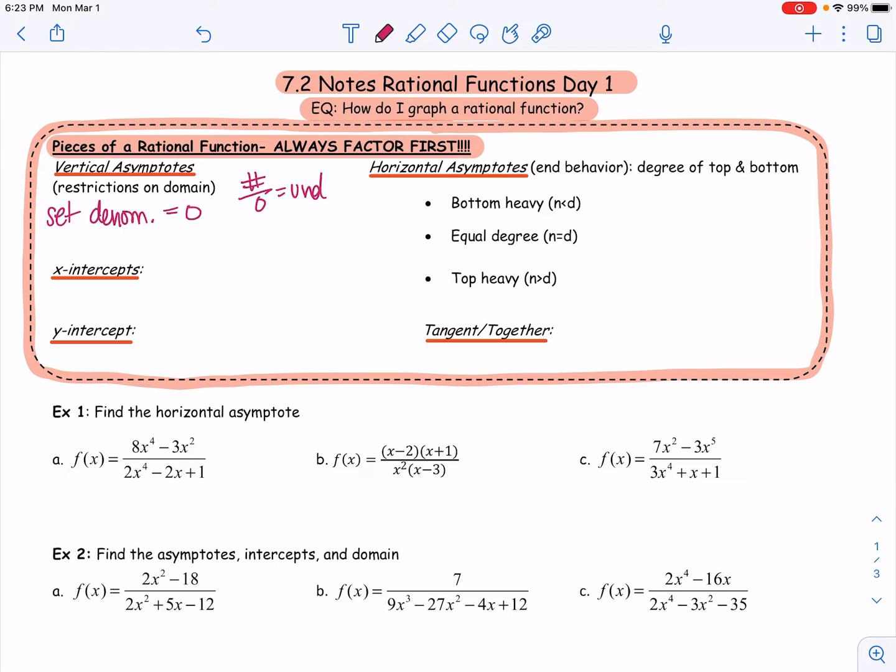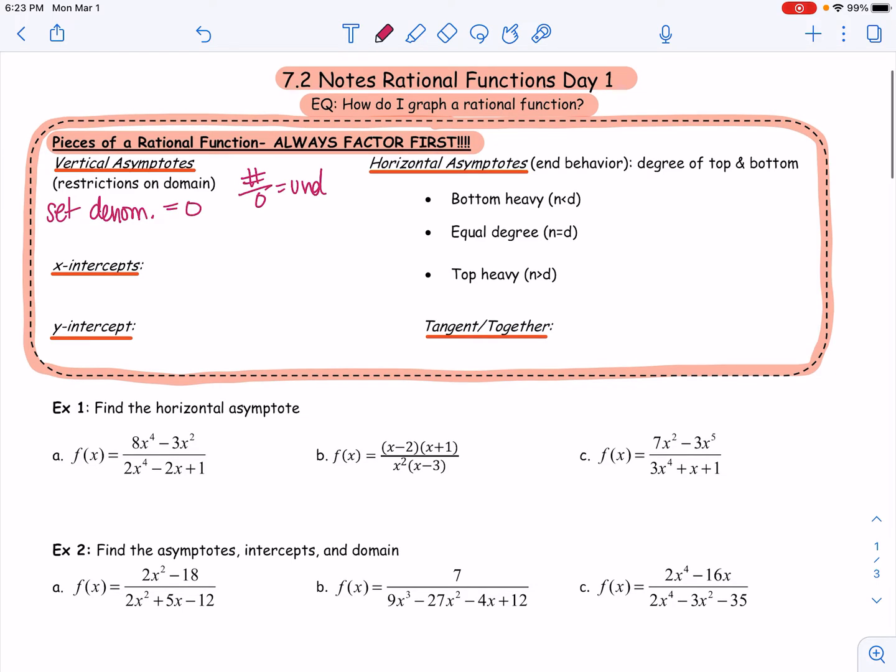If you are bottom heavy, if the degree of the bottom is bigger than the degree of the top, quite simple, your horizontal asymptote will always be y equals 0. Always. You don't have to do any math. If the degree of the bottom is bigger than the degree of the top, y equals 0.